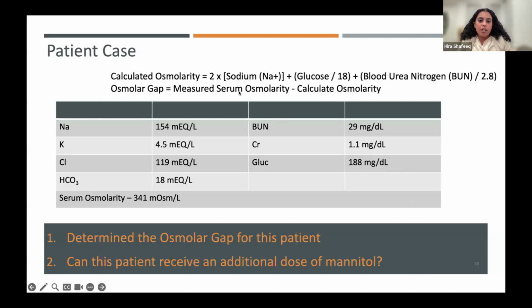Based on that, let's now take it to the next step, which is calculating the osmolarity gap. The measured osmolarity is 341 minus the calculated osmolarity, 328.8, or 329. What is the osmolarity gap for this patient? Exactly. I'm getting 13 or 12. Great. Now, is that less than 20? Yeah. So let's move on to our next question, which is, can this patient receive an additional dose of mannitol?